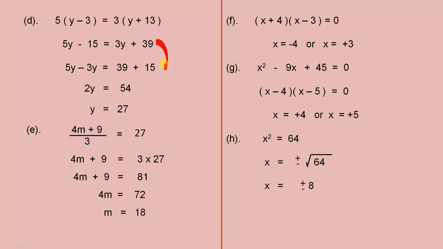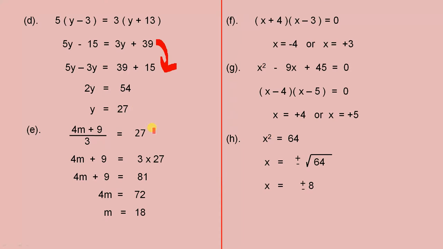So from here to here, the first thing we do, it doesn't matter what order you do it in, you subtract 3y from both sides and you add 15 to both sides. So that gives you that line. When you simplify, you'll get to this line. When you divide both sides by 2, you'll get to that line.